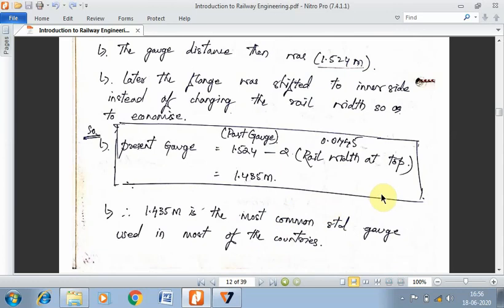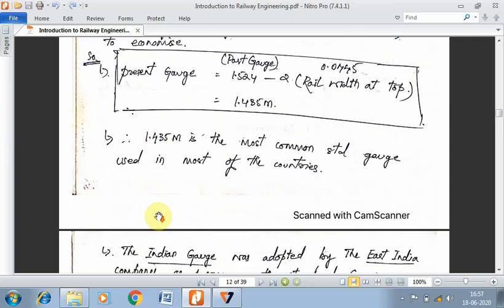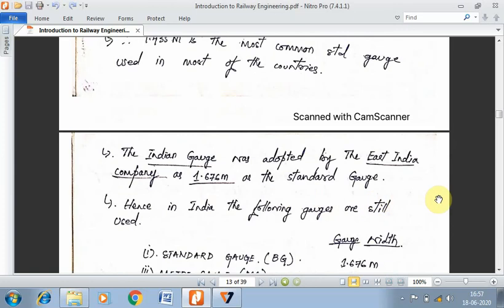1.435 meters was the common standard gauge that was used in most of the countries wherever the Britishers had ruled in those days. So rather than changing the whole rail system running for thousands of kilometers, it was considered more economical to shift the wheels. That's how the standard gauge in most of the countries was found to be 1.435 meters, and still is in most of the countries. That is the standard gauge, right?